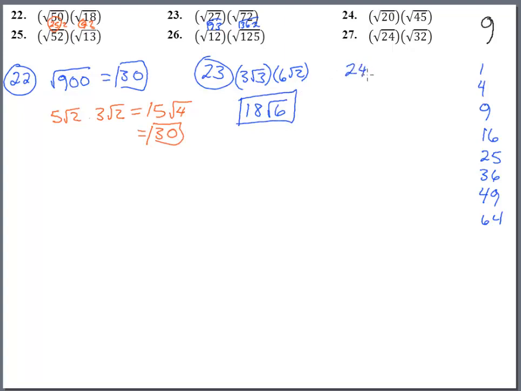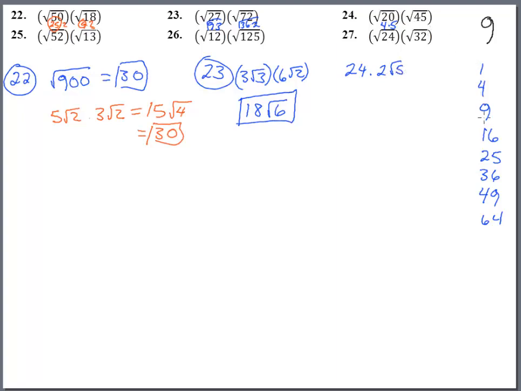So number 24, square root of 20, that's 4 times 5. Notice if we broke this down into 2 times 10, that doesn't help us at all. We need a number that is in this list, a perfect square, so it can come out of the square root. Square root of 4 is 2, and the 5 stays there.